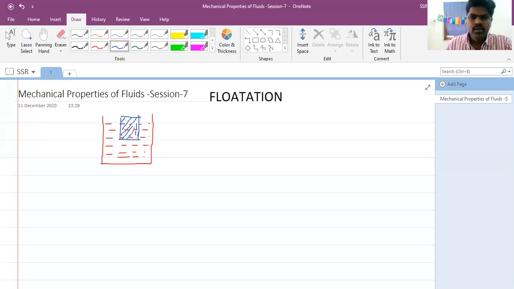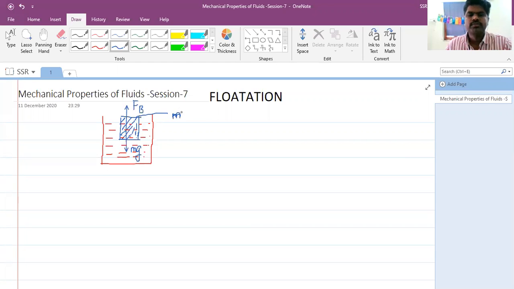Suppose this object has mass m. Then the forces acting on this object are, vertically downwards, weight mg. That is the gravitational force. And vertically upwards, the buoyancy force is acting. That is the force of buoyancy, so we can name it as Fb.